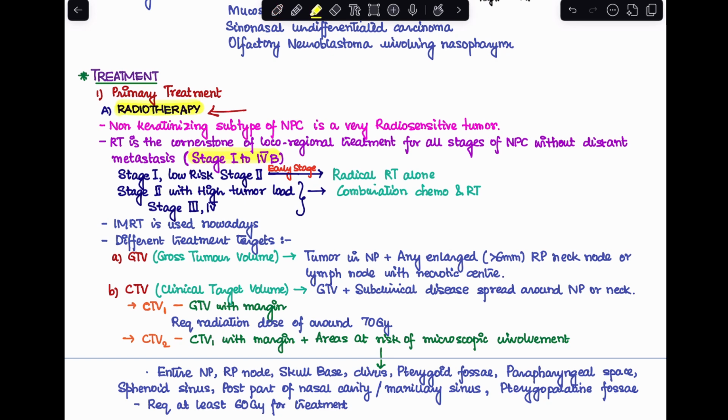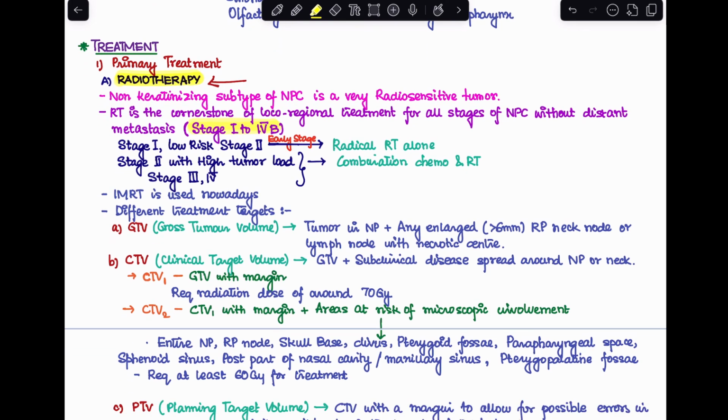This is not surgery because the nasopharynx is a very difficult site to access, and also this is a very radiosensitive tumor. The non-keratinizing subtype of nasopharyngeal carcinoma is very radiosensitive. Therefore, radiotherapy became the cornerstone of loco-regional treatment of all stages except for the stage when there is distant metastasis.